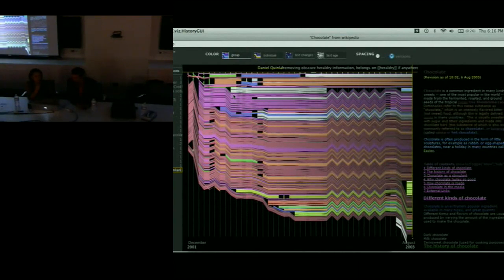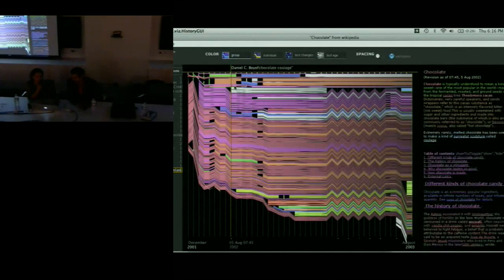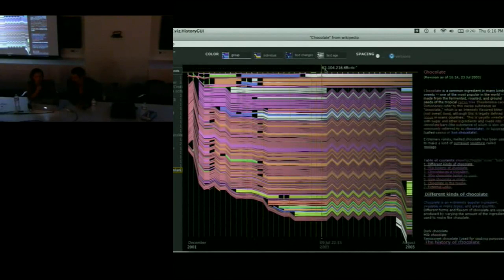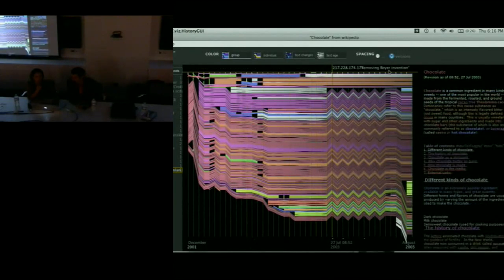Two parties are going back and forth about whether something belongs on this page or not. So someone has put something here, and then it keeps being taken out. And I can show you what that is. So back here, this person inserted this little piece of white text, which is this paragraph here that says, extremely rarely, melted chocolate has been used to make a kind of surrealist sculpture called collage. And it survived for a while, right? Until someone said, removing Boyer invention.